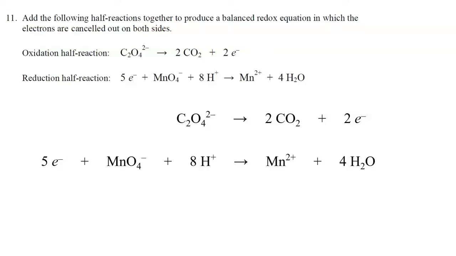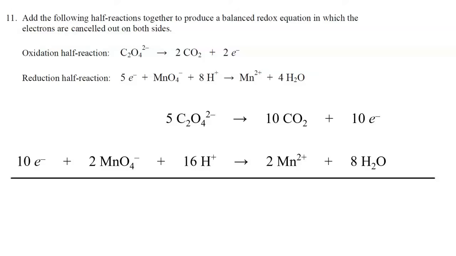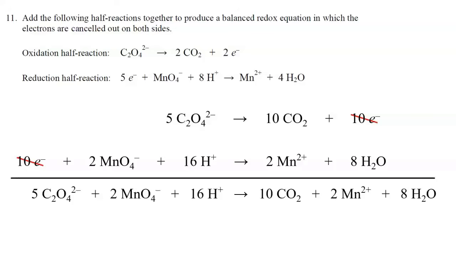So let's multiply the oxidation half reaction by 5. And let's multiply the reduction half reaction by 2. So when we do that, our coefficients in the oxidation half reaction will be 5, 10 and 10. And the coefficients in our reduction half reaction will be 10, 2, 16, 2, and 8. Now let's add the two half reactions together. Notice that the electrons are going to cancel out on opposite sides. And this is what we get.